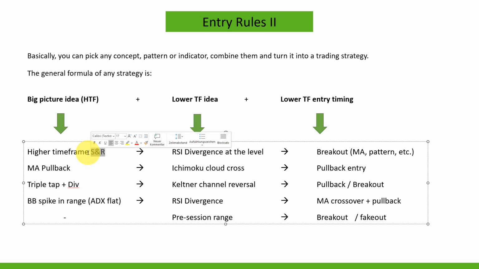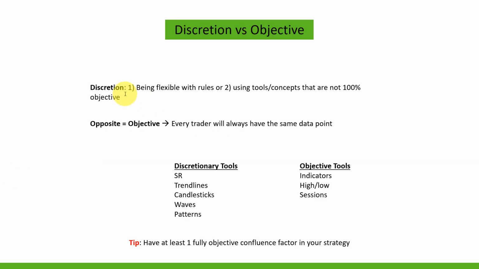What do you do with wicks? What do you do with bodies? How do you draw the support and resistance level? How many touch points? How do you deal with violations? So those are things where it's not 100% clear how a support and resistance level is created. There's no one objectively correct rule for drawing a support and resistance level. And if you ask 10 traders, you will likely get 10 slightly different answers. So that's what we are referring to with a discretionary tool.